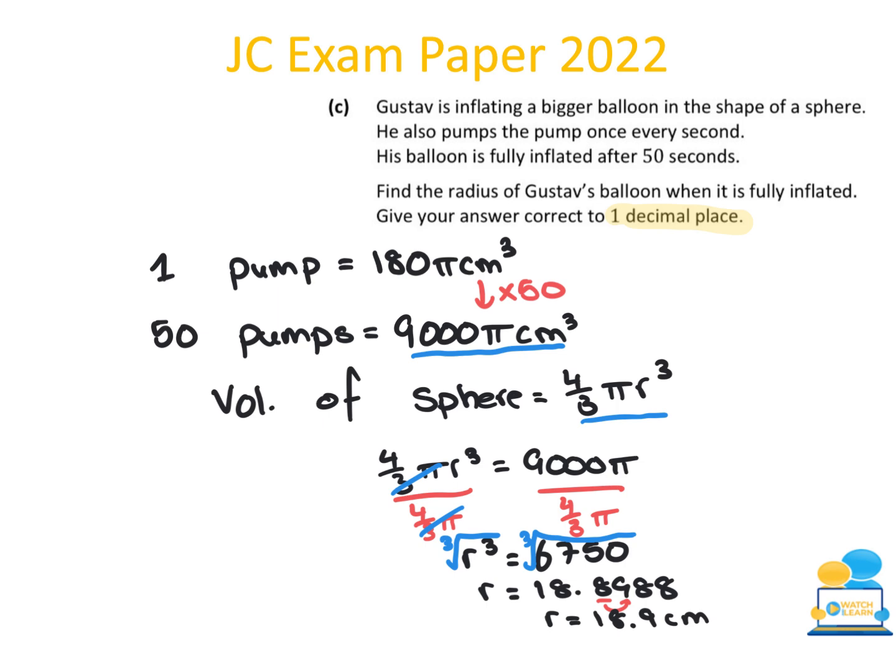You can also see, is my answer correct? They told me that the balloon was going to be a bigger balloon. The previous balloon had a radius of 15 centimetres. So this has a radius that's bigger. So that looks like I'm doing good there in that answer.